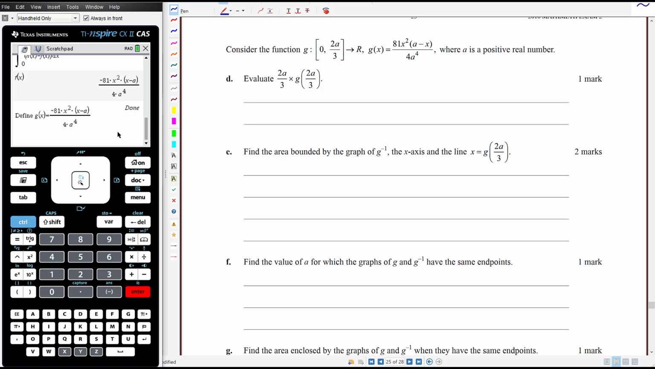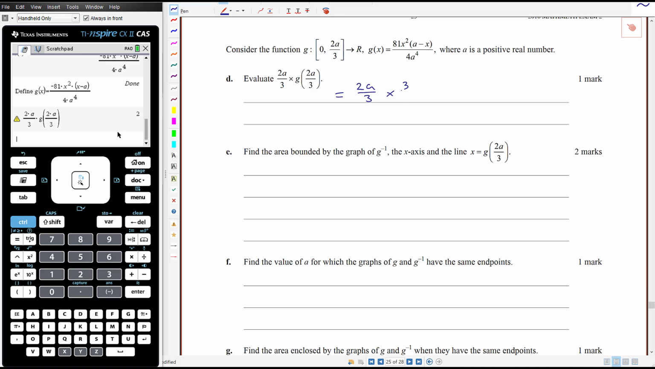Okay, get our CAS to do that. 2a on 3 times g of 2a on 3. We actually already know what g of 2a on 3 is because we've worked out the stationary point. I think it was 3 on a from memory. Yeah, and that makes sense. So this is 2a on 3 times 3 on a, which is why we're getting 2.